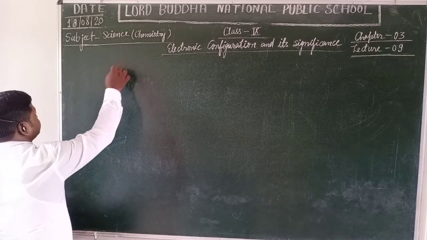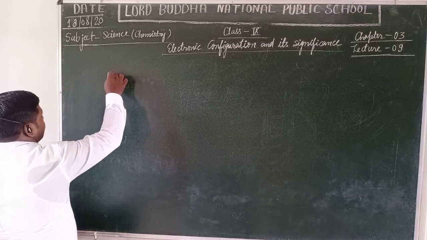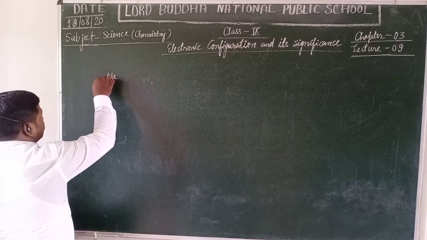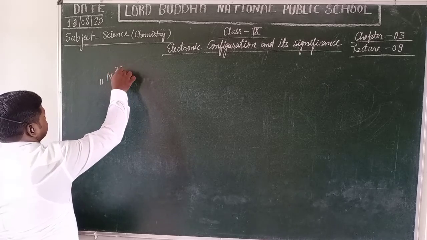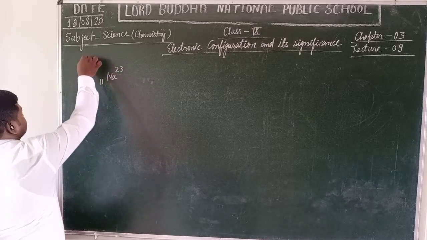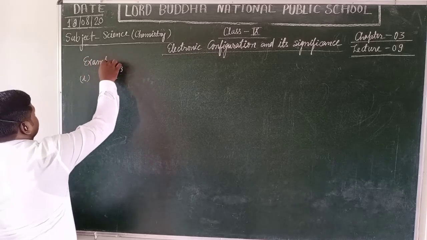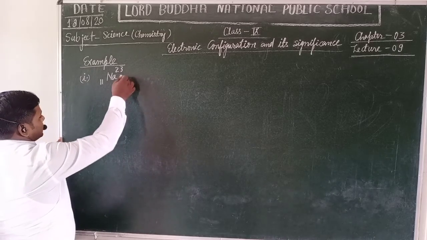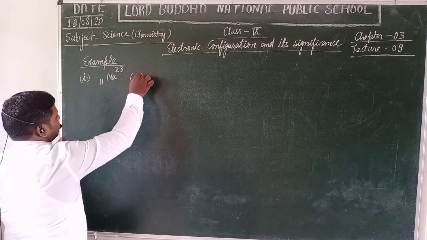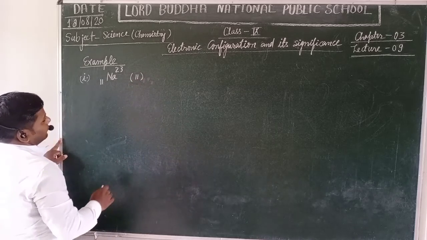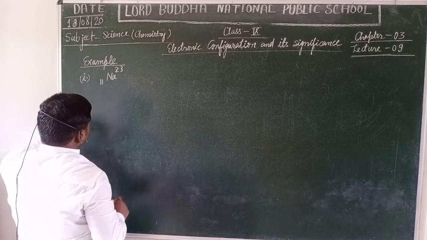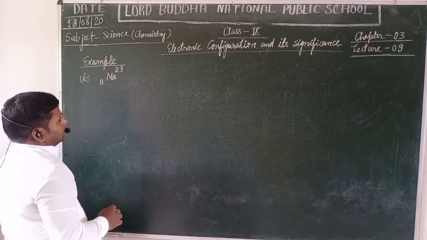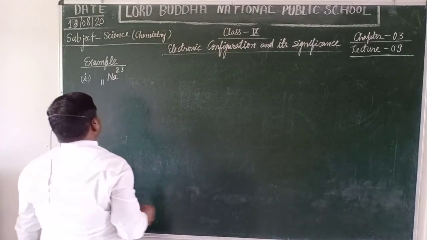First I take randomly the element sodium, whose symbol is Na. Its atomic number is 11 and mass number is 23. This is our example number 1. Students, the number of electrons, protons and neutrons of the sodium element can be found by the formula that was taught to you in the previous lecture.